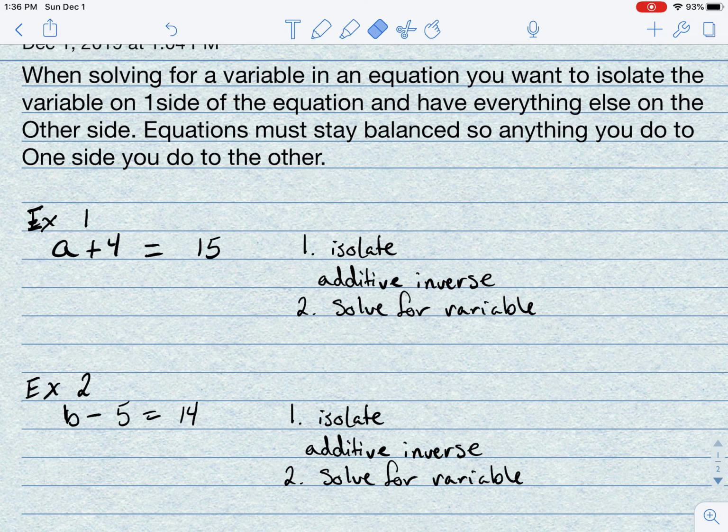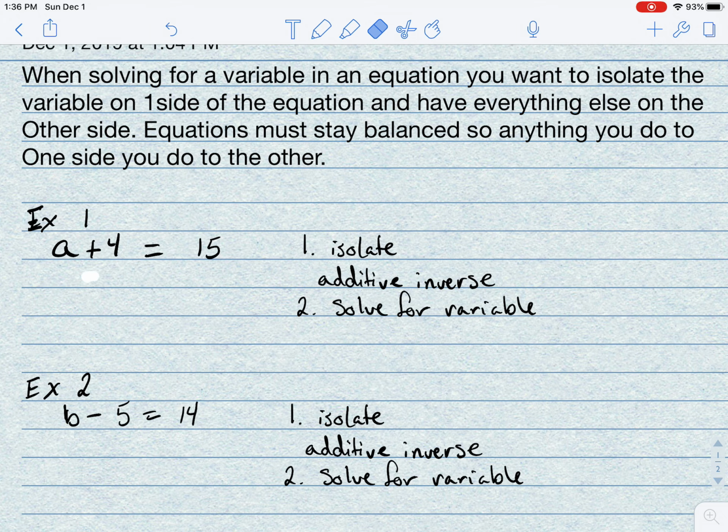So one side equals the other. If you take something away from one side, then it becomes unbalanced. So when you remove something from one side, you have to remove that same amount from the other. Okay, so how that looks, so we've got a plus 4 equals 15. So now we want to isolate the variable, in this case a.